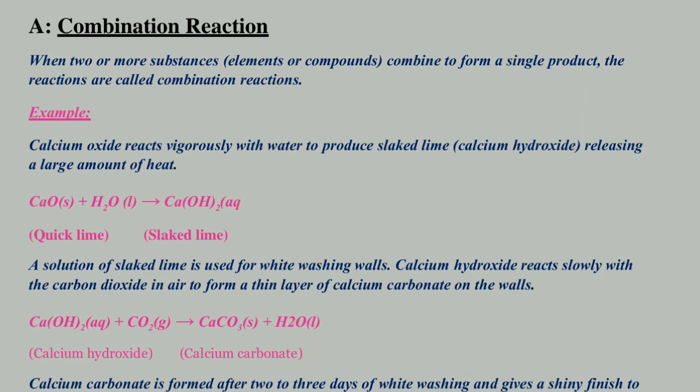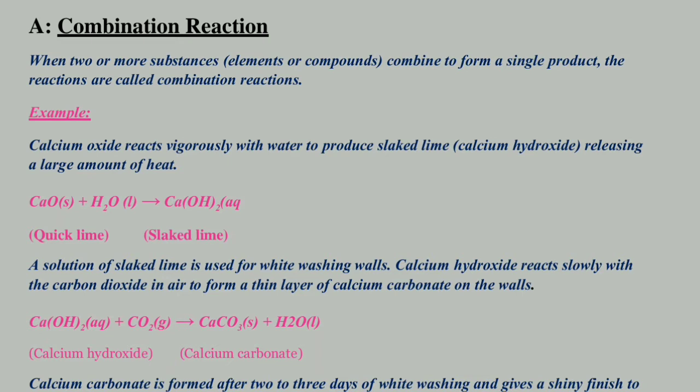So what is CaCO3? It is calcium carbonate. And calcium carbonate is formed after 2 to 3 days of whitewashing and gives a shiny finish to the walls. The interesting fact is that the chemical formula of marble is also CaCO3.